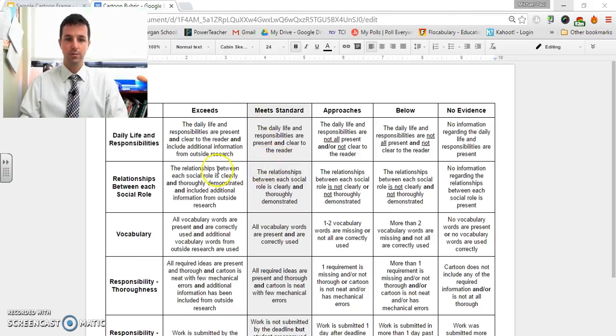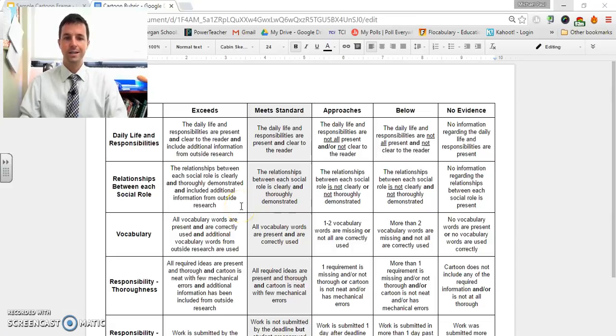Next category is relationships between each social role. To meet standard, the relationships between each social role is clearly and thoroughly demonstrated, meaning in one of the frames of your cartoon, you might have a knight and a lord. What is the relationship between a knight and a lord? What kind of interaction do they have? Who's higher in the social order? What might a knight ask of their lord? What might a lord provide for their knight? And so forth. That needs to be clearly and thoroughly demonstrated.